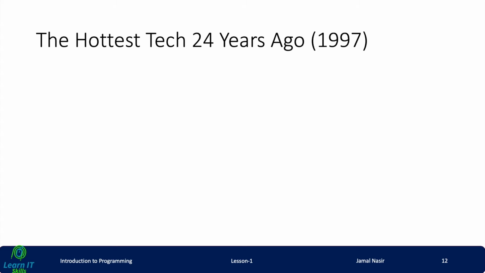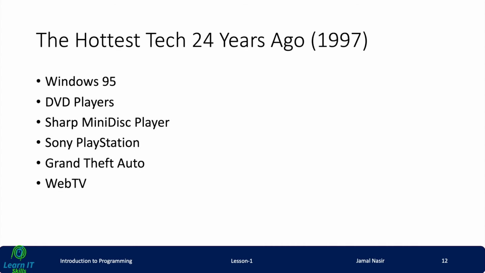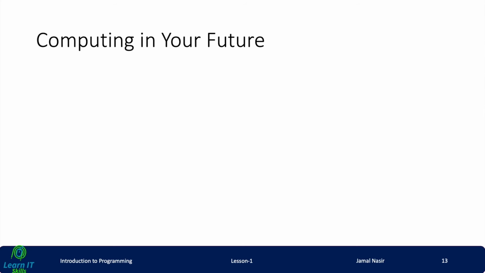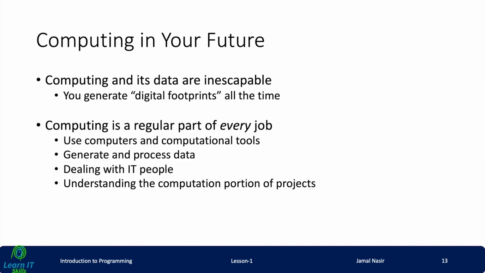24 years ago, what was the hottest technology at that time? Windows 95, DVD players, Sharp mini disc player, Sony PlayStation, first edition of GTA, web TV. But now, in your future, obviously computing and its data are inescapable, right? We are generating a lot of data. We have digital footprints of everything we are doing. We are sharing it on social media, so we are generating digital footprints, right?